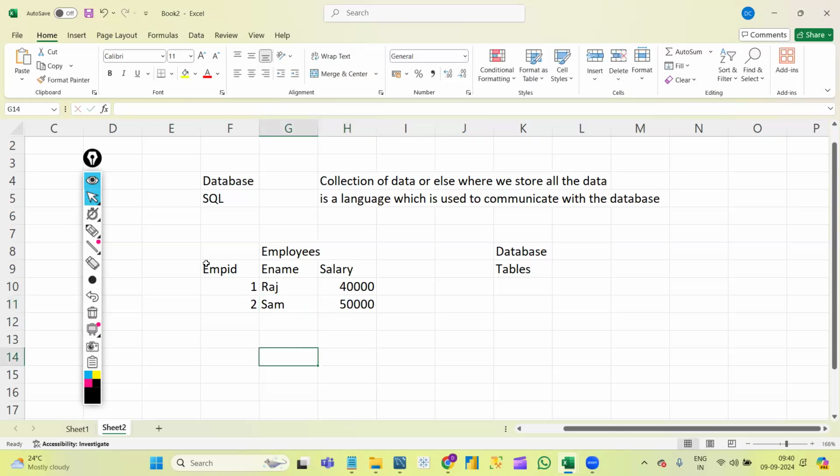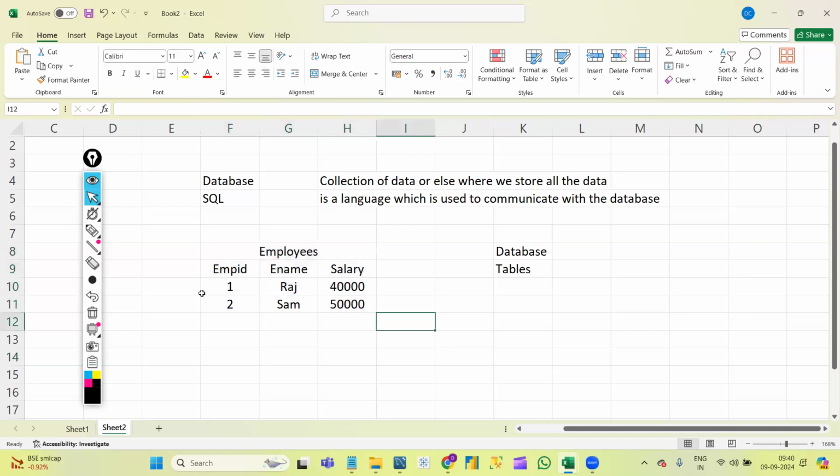Like this, I entered some data. Okay. If in the Excel file I want to enter these two rows of data, I will write like this. Here, employees will be my table name. Employee ID, employee name, and employee salary will be my column names. Basically, this is our table name.